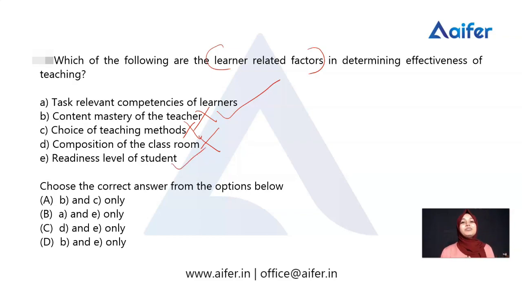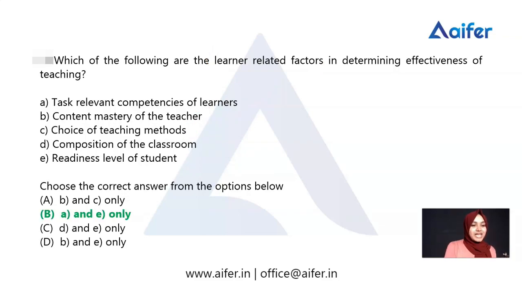It's a very simple question, because you can easily identify the statements which talk about the learner, and you can simply exclude the other statements which talk about the teacher. That itself is the answer. So the correct answer will be the option containing code A and code E, which makes option B the correct one. I hope you understood this question.